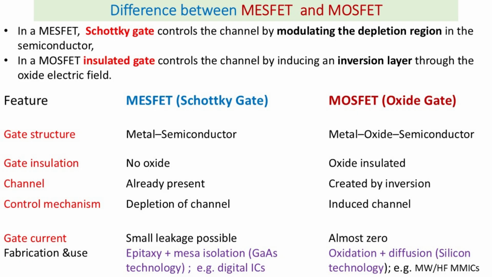As summarized in the table, the MESFET has no oxide gate insulation and may have a small gate leakage current, whereas the MOSFET has an oxide-insulated gate with ideally negligible gate current. The main difference is therefore, MESFET controls an existing channel by depletion, while MOSFET creates and controls an induced channel through the oxide electric field.